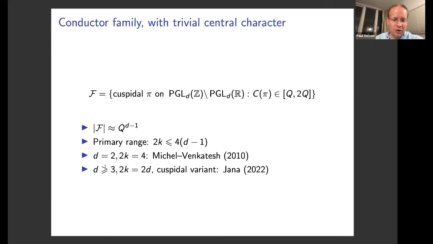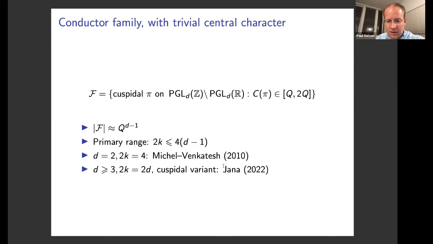And then there is one result for arbitrary D here, I guess now for the cuspidal variant of the problem, by my former PhD student, Subhajit Jana, which is unsatisfactory in that the moment that's considered is of a much lower degree than the range that one expects to be feasible. I guess these numbers 2D and 4D-1 coincide exactly when D is 2. That's the Michel Venkatesh case.